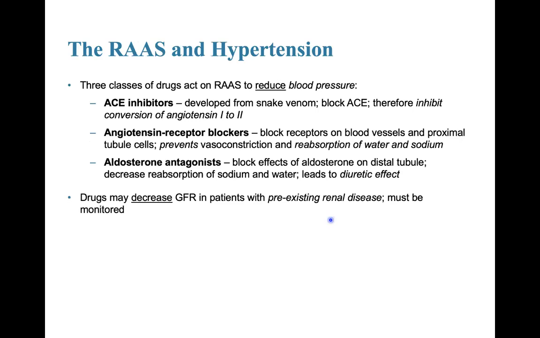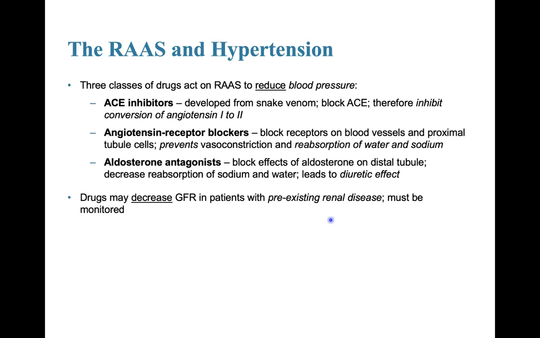The RAS system and hypertension. There are 3 classes of drugs that can act on the RAS system to reduce blood pressure. You have your ACE inhibitors, which are developed from snake venom. They will block ACE, and therefore inhibit the conversion of angiotensin 1 to 2, which will ultimately lead to you not being able to increase that blood pressure, and decreasing it.